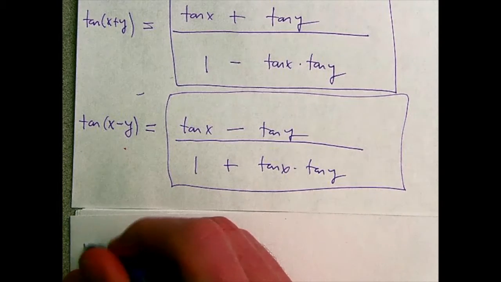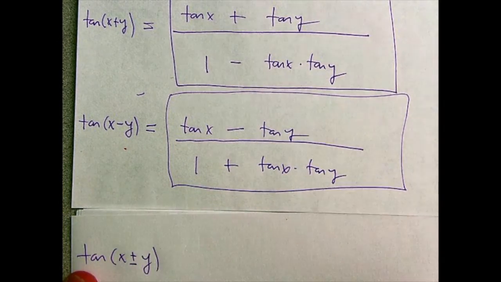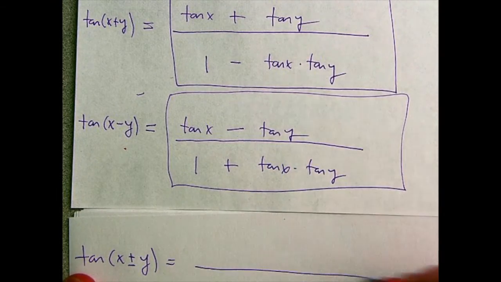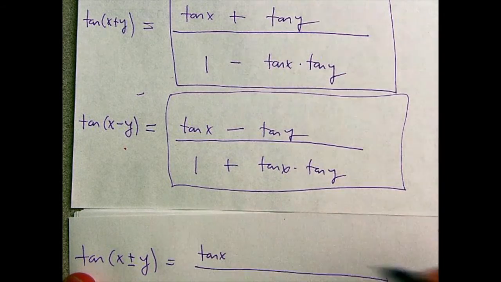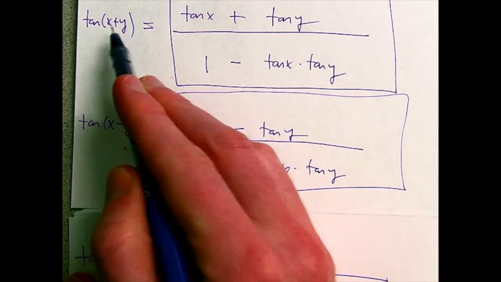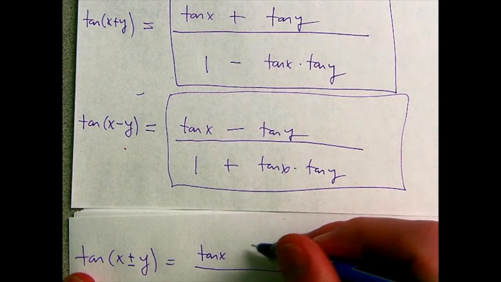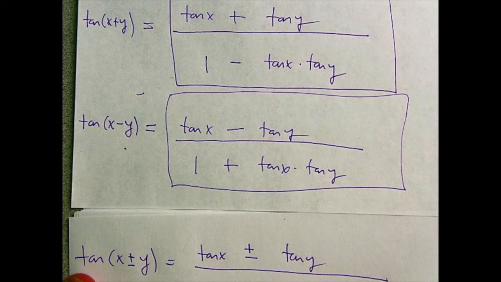So here's what I'll do. I'll write tangent of x plus or minus y. So I'm sort of condensing both cases. Is going to be equal to what? Well, it's tangent x in both cases. That doesn't change. When it's a plus here, it's a plus here. And when it's a minus here, it's a minus here. So I write plus or minus, and then tangent y. And then I have a 1.